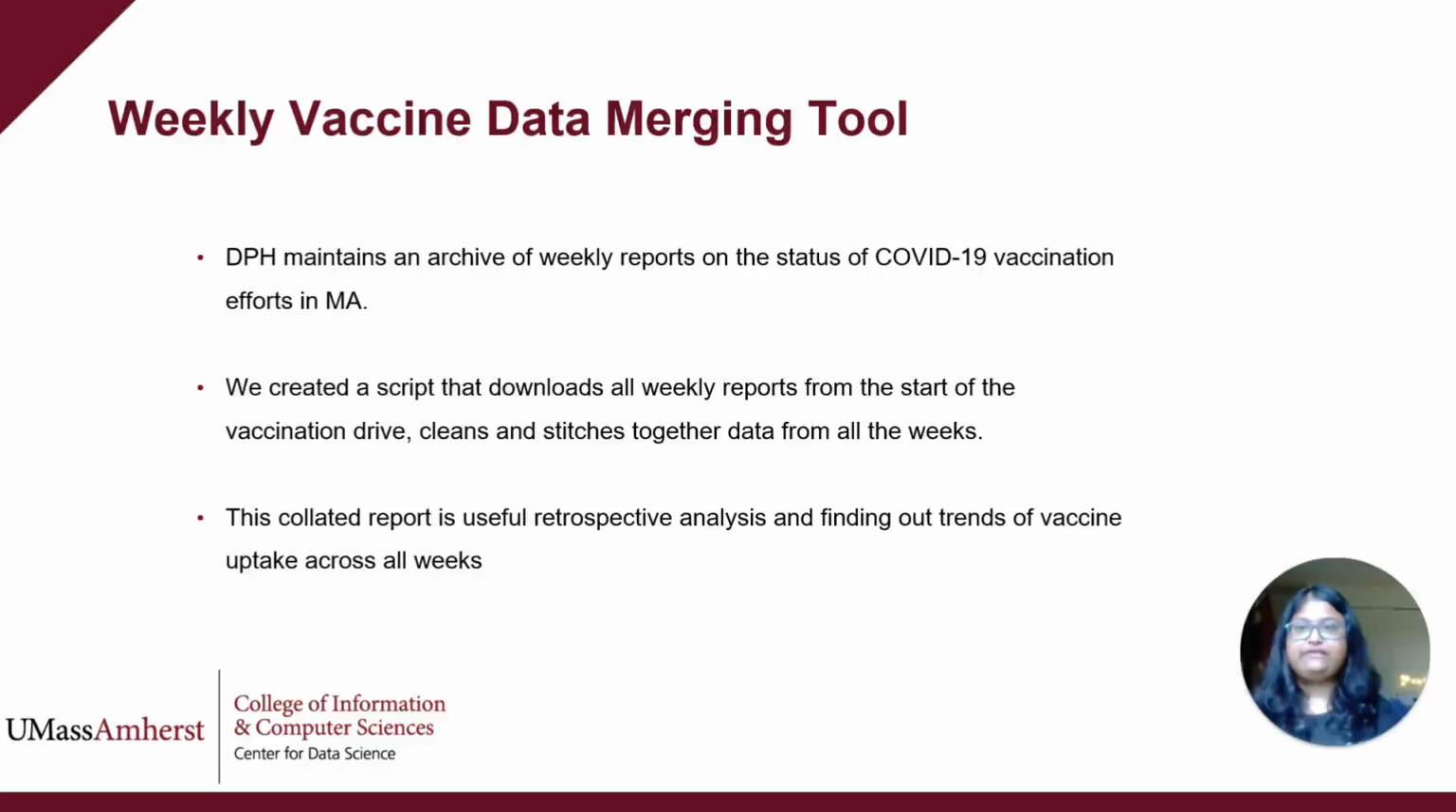The next tool that we are going to talk about is the weekly vaccine data merging tool. DPH collects and publishes weekly reports on COVID-19 vaccine administration and distribution data in different groups based on their age, gender, and ethnicity. For example, vaccine uptake data for ages between 12 to 15, gender like male, female, or non-binary, and races like white, African American, or Hispanic. All this data is meticulously recorded in these reports.